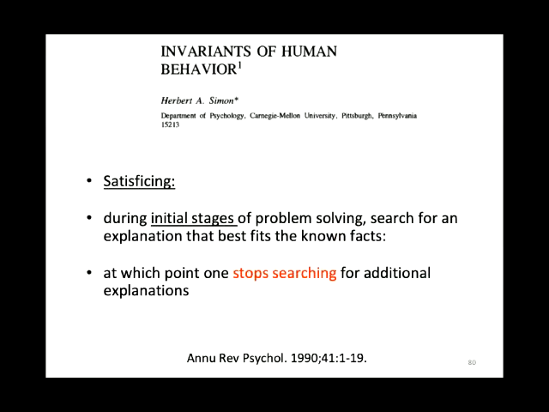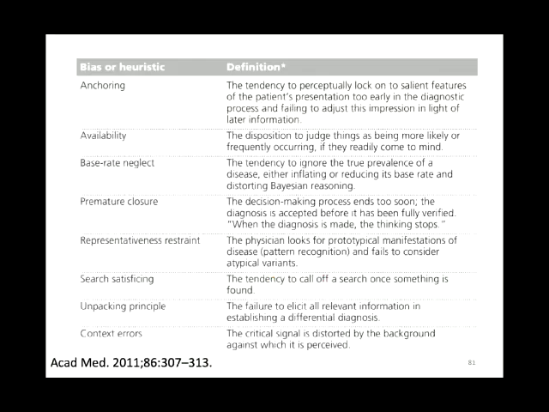There's a paper from a psychology journal back in 1990 that describes a term called satisficing, and this basically means when you arrive at an explanation for the problem, you will stop. You will stop collecting data and you will stop analyzing data. And if the explanation that you have arrived at is correct, then it's entirely logical that you would stop. And so this is something that our brains inherently do, and this is described as one of the reasons why we have bias or commit diagnostic errors, because we stop too early in the diagnostic process.